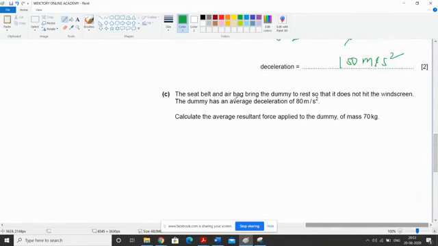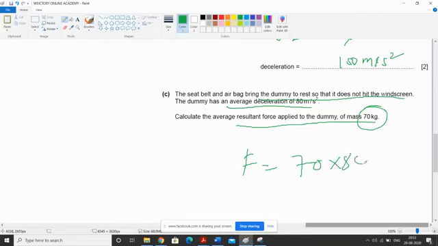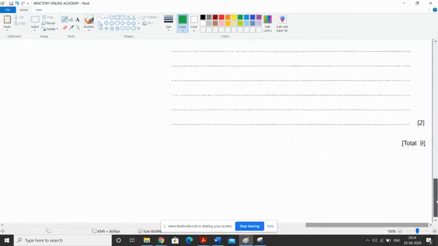The seat belt and the airbag bring the dummy to rest. The dummy has an average acceleration of 80 meter per second squared. Calculate the average resultant force. So average acceleration is 80, mass is 70. Force is mass into acceleration, 70 multiplied by 80, so 5600 Newton. That's the answer.